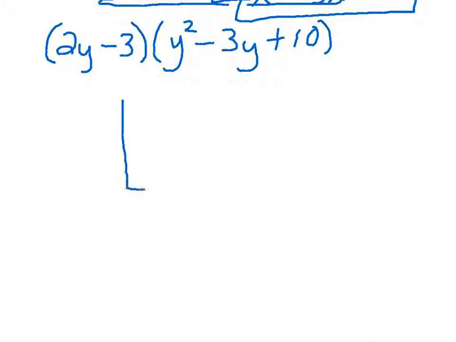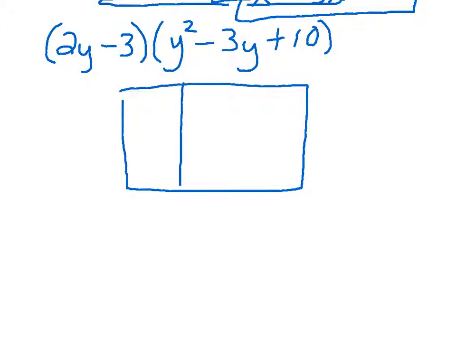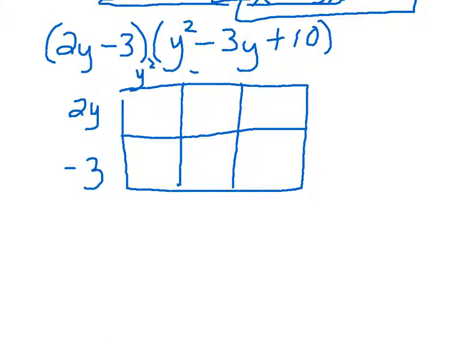So we're going to just extend our box out a little bit more, that's all. We'll do 3 columns and 2 rows. Got that down? Now it kind of matters which parentheses you put where, because you've got to match the 3er up with the 3er and the 2er up with the 2er. So the 2y and the negative 3 have to come here. And then we have y squared, negative 3y, and 10.